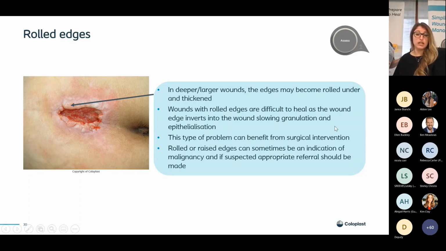But also rolled edges can be an indication of malignancy. And if you are suspecting that there is some malignancy in that wound, you do need to make sure that you make that appropriate referral to the appropriate service.